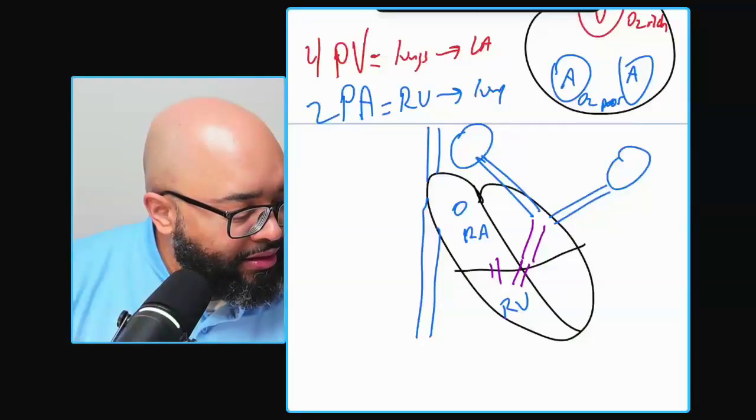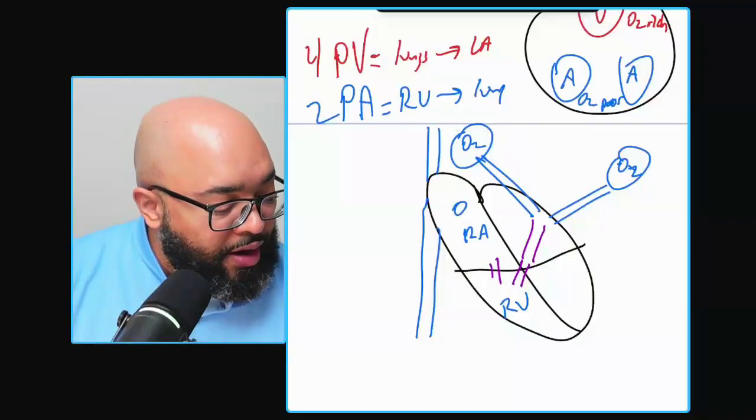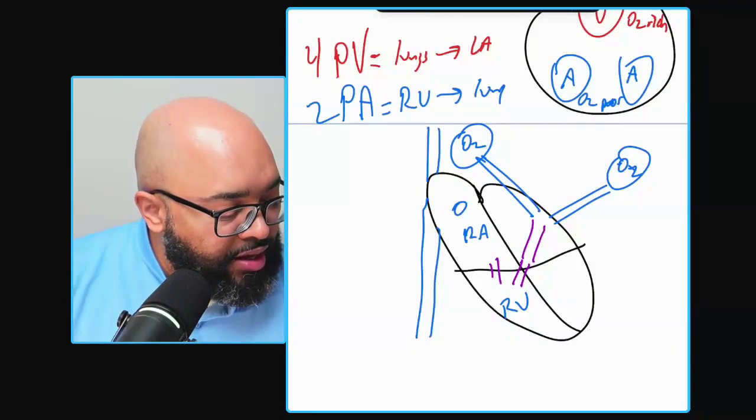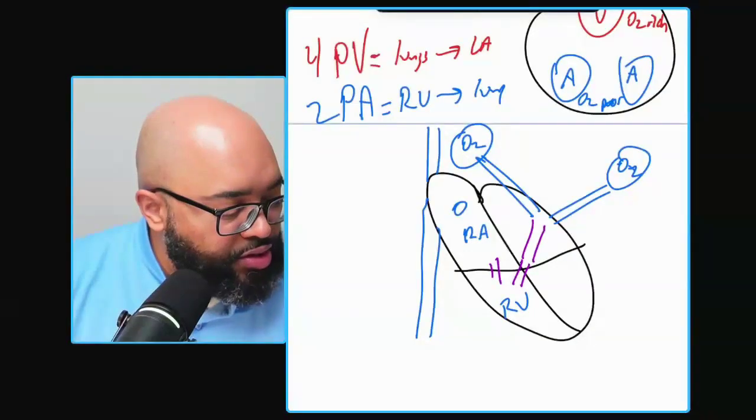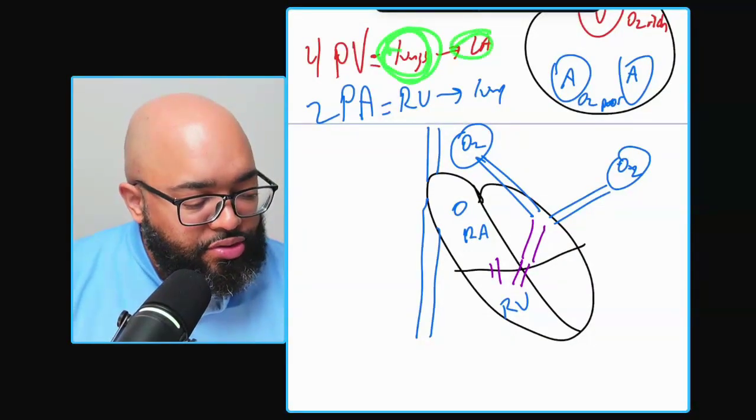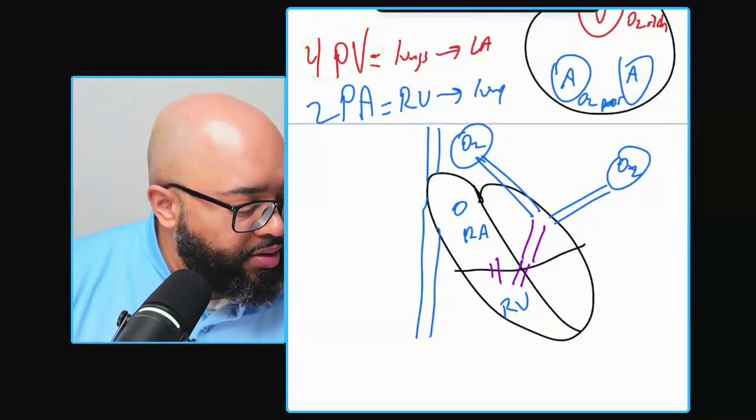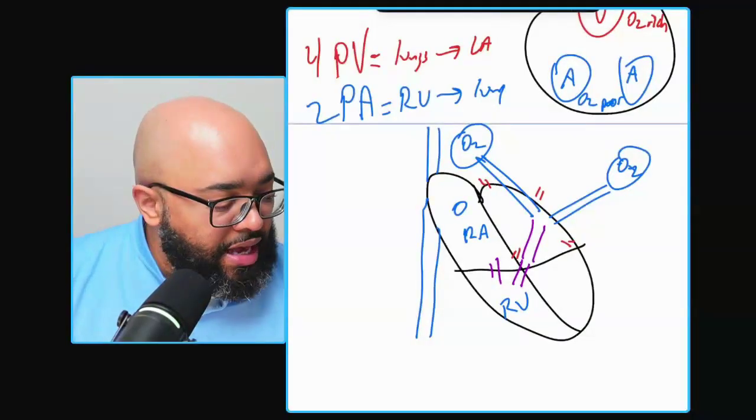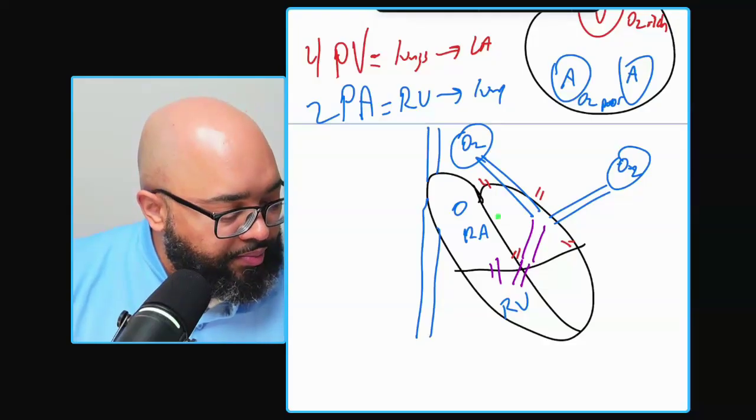Once it's in the lungs, that's where it picks up all this oxygen. And on the way back, it leaves both lungs, and it goes to the left atrium through the 4 pulmonary veins. So let's put in our 4 pulmonary veins. Now blood comes back into the left atrium, and we have oxygenated blood in the left atrium.